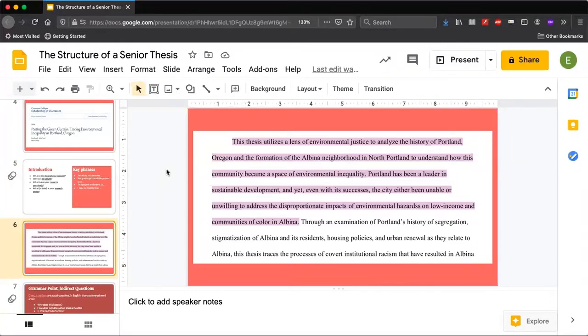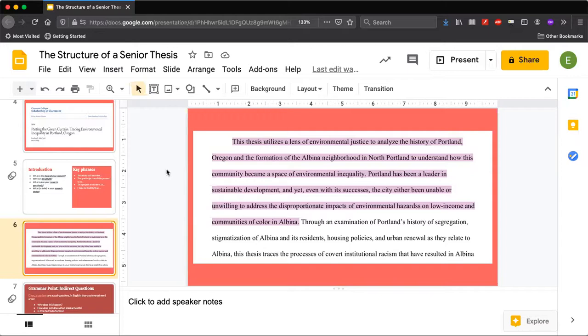Okay, so this thesis utilizes a lens of environmental justice to analyze the history of Portland, Oregon, in the formation of the Albina neighborhood in North Portland to understand how this community became a space of environmental inequality. So here, from one sentence, you have a clear summary of the goals of this project and the research question. How did this community become a space of environmental inequality, environmental injustice, right?